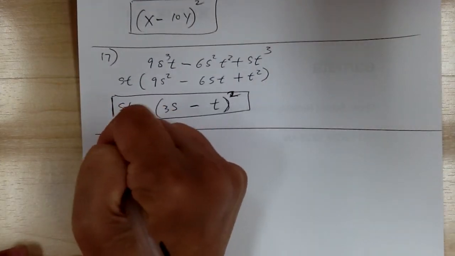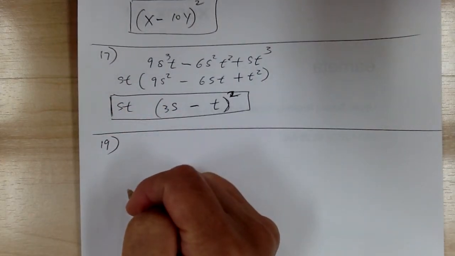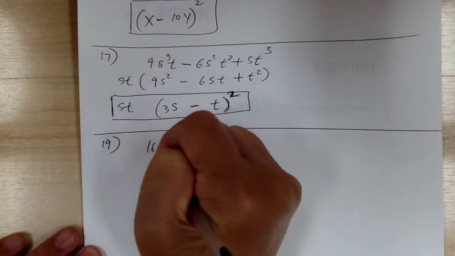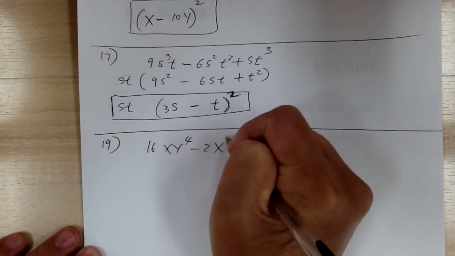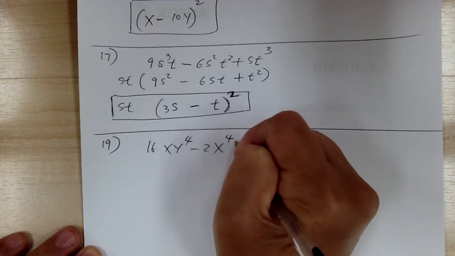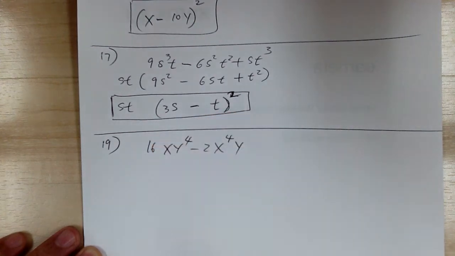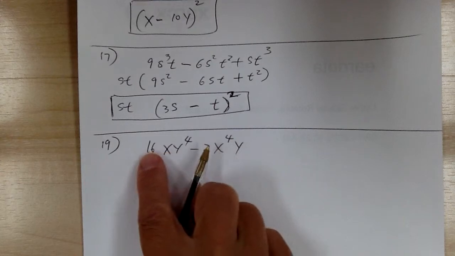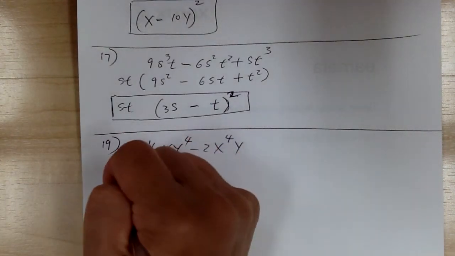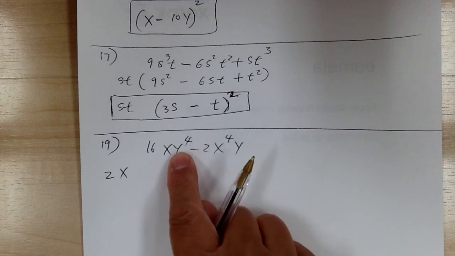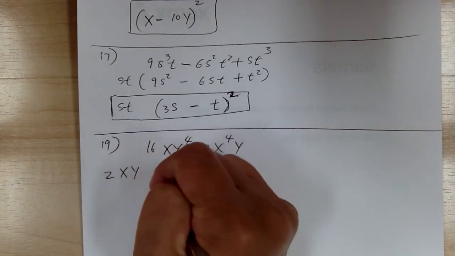Okay, let's go to number 19. You have 16xy to the 4 minus 2x to the 4y. Okay, so step 1, common factor. So 16 and 2, you can factor out the 2. And you've got x and x to the 4, you can factor out the x. And you've got y to the 4 and y, you can factor out the y.